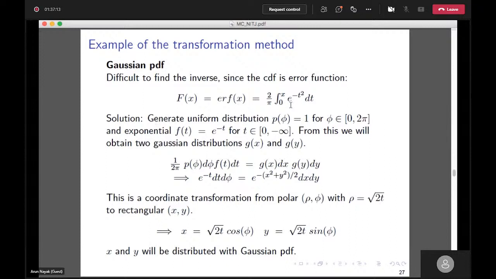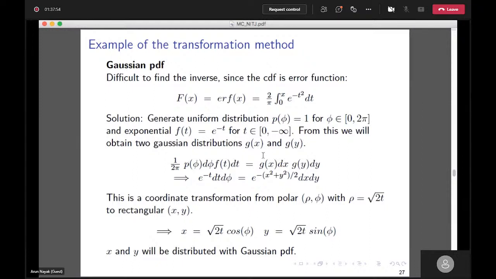So instead of generating one uniform distribution, you can generate two uniform distributions. One is P of phi, which is 1 between 0 to 2 pi, and another distribution, an exponential distribution, e to the minus t, where t goes from 0 to infinity. Then from this we will obtain two Gaussian distributions, gx and gy.